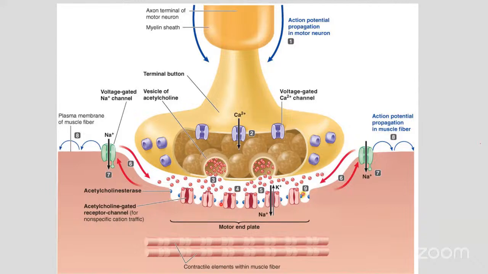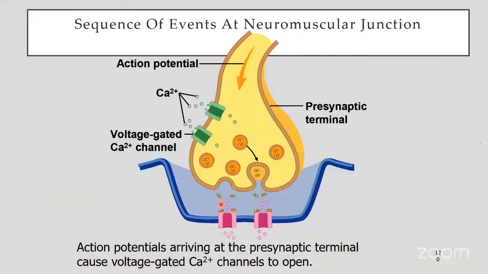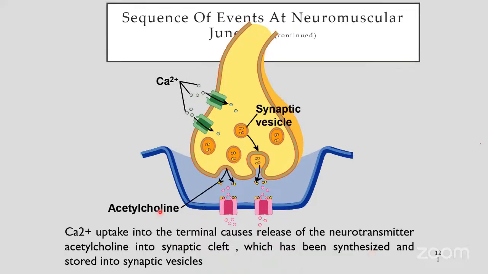of the impulse. The sequence of events goes as follows. Action potential comes to the motor presynaptic terminal. Calcium enters via voltage-gated calcium channels, and this calcium uptake into the terminal causes the release of the neurotransmitter acetylcholine from the vesicles into the synaptic cleft.